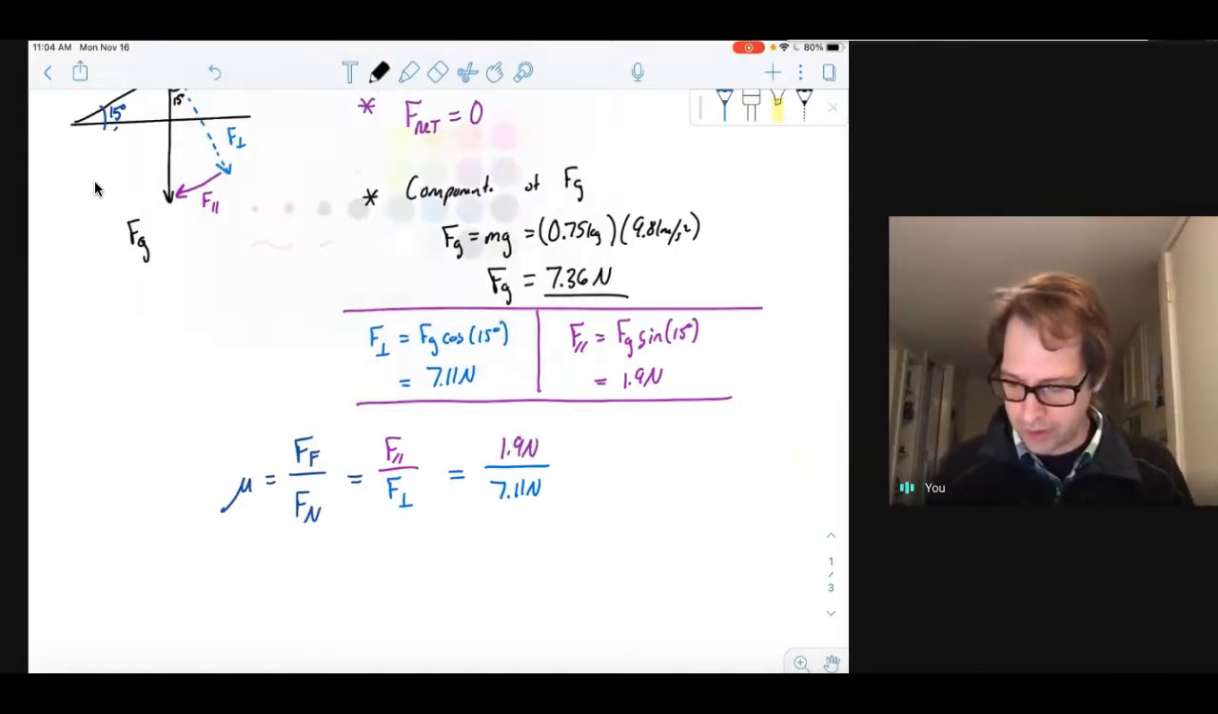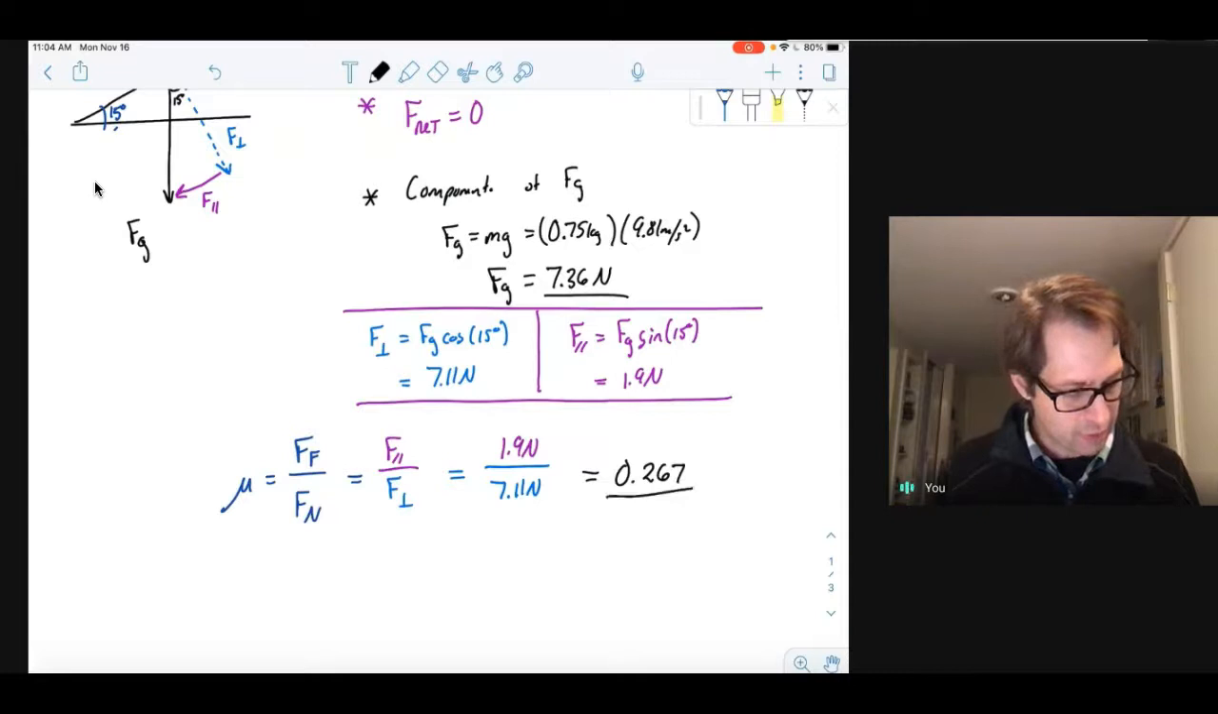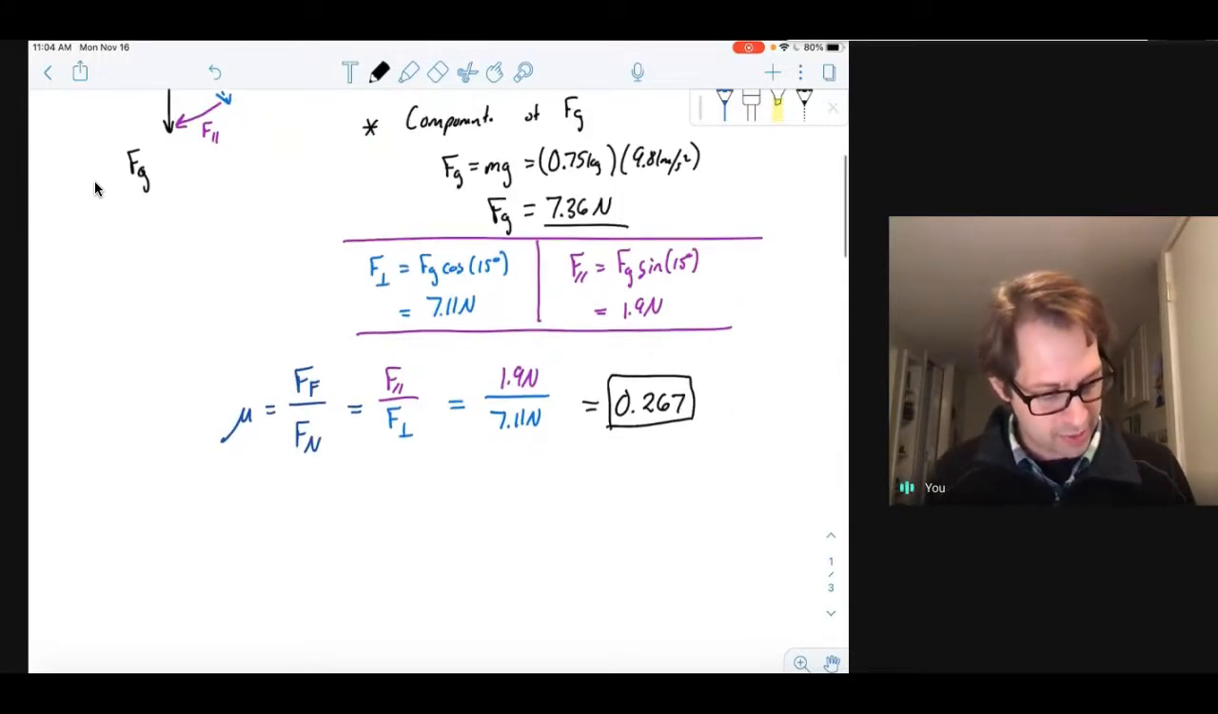Solving this out, I end up with a coefficient of about 0.267. Remember, coefficient does not have a unit, so at this point we are done with the problem. We've answered the coefficient of static friction, in this case, is equal to 0.267.